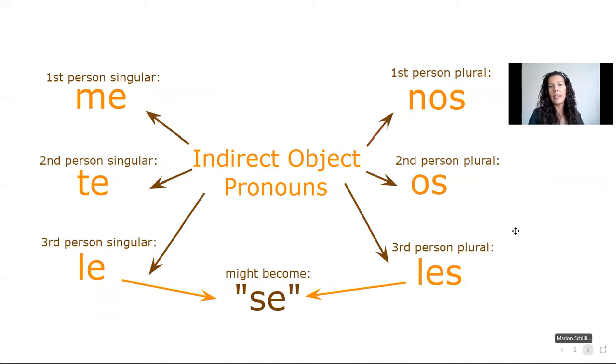Then we will see indirect object pronouns. There are 6 of them, and it will depend on whether the action goes onto the first person, second person, third person, and if it's singular or plural. There's a special fact on the third person pronouns, and that is that le and les might become se.